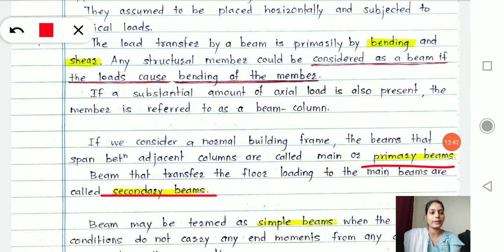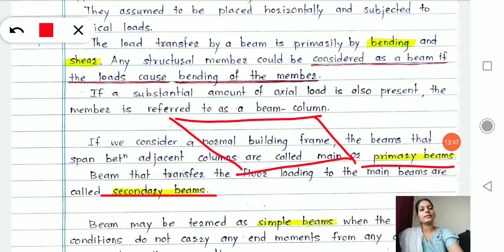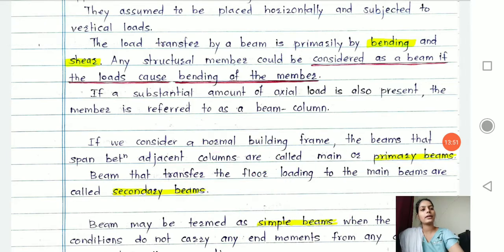Let's understand that. So I said, if you have a structure like this, a simple frame structure, okay, I have to draw it nicely to make you understand.